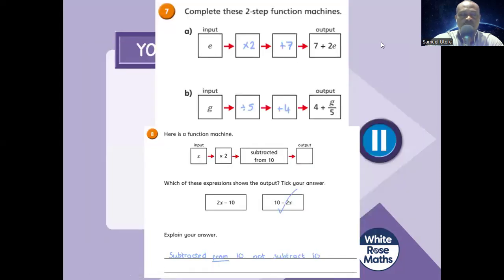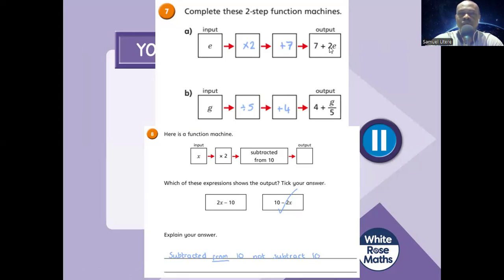For question 7, you're asked to complete these two-step function machines. Again, we apply the same principles we've learned. Okay, you have 7 plus 2e. All right. You're thinking, okay, my input was e. What could have happened? Okay, you could have multiplied by 2 and then added 7.